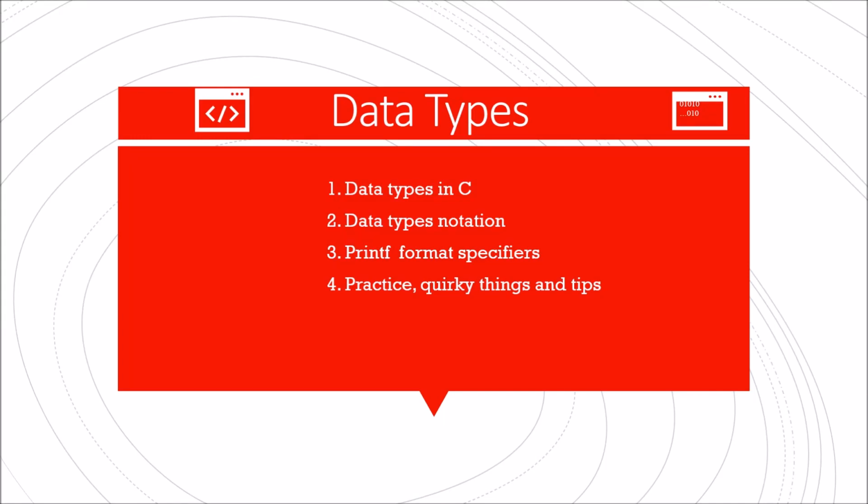In this video, we will talk about the types of data that a C program can have, how they are specified, what notation is used for each type, and the format specifiers of each type to be used with the function printf. Then we'll do some practice on an online compiler to wrap it up with a clear understanding.